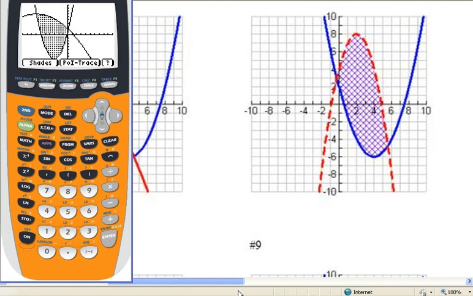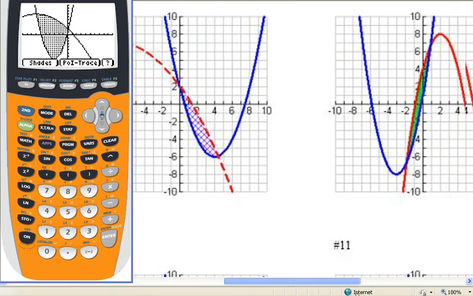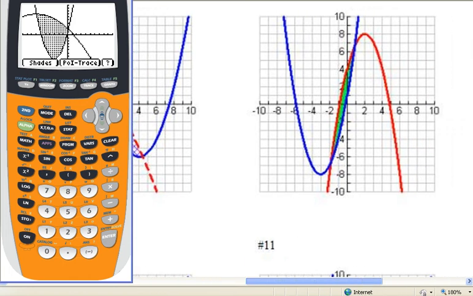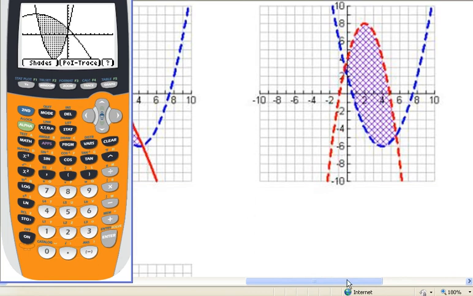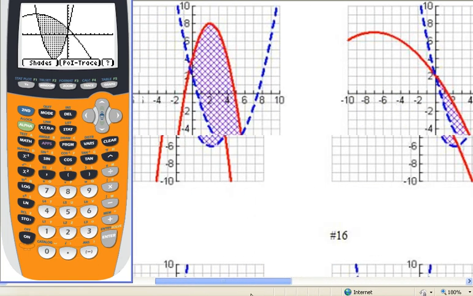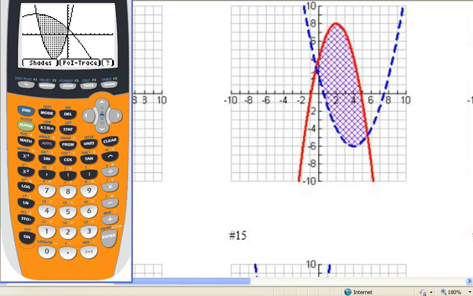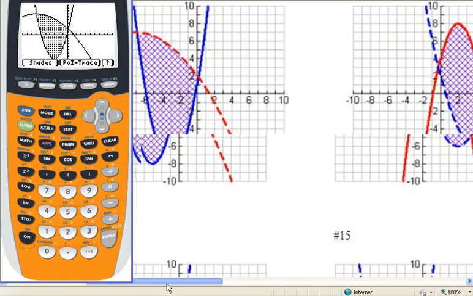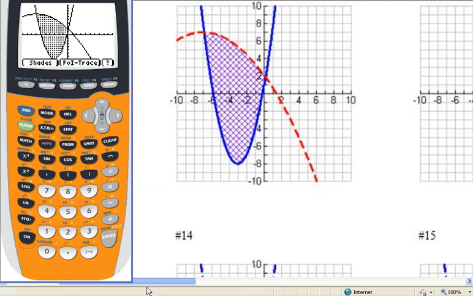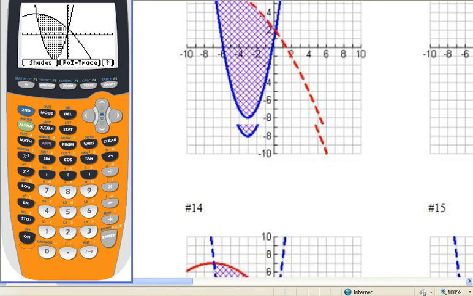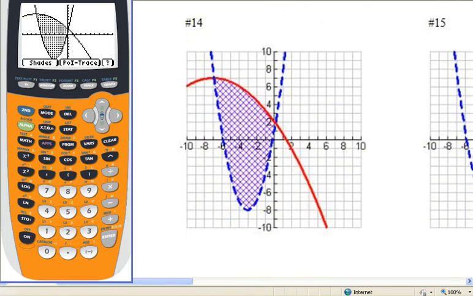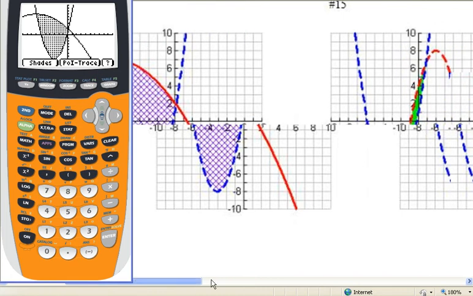Okay, none of that looks quite right, does it? Let's try going down a little bit. Okay, we're getting there, aren't we? Is that right? What's wrong with that? There's one thing wrong: it has a dashed boundary, so we're getting close though. Almost. Still wrong.